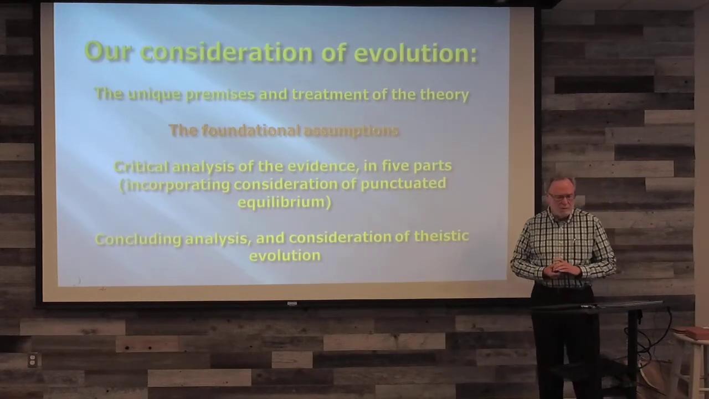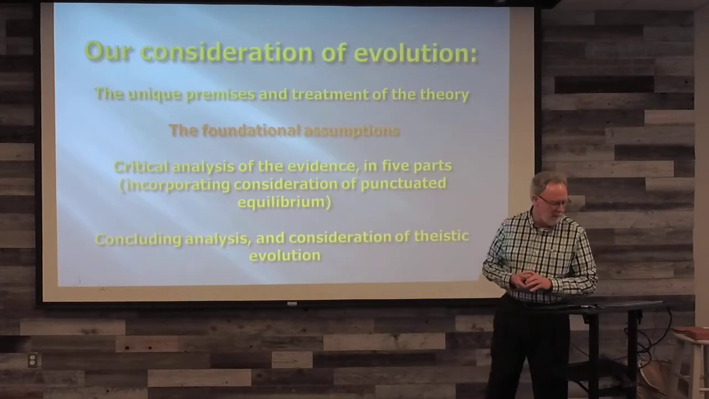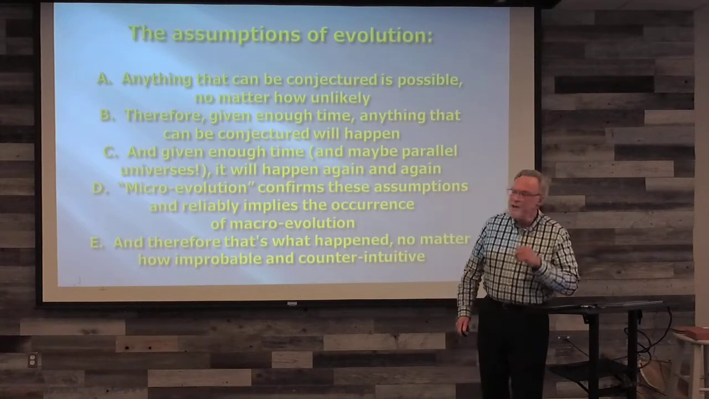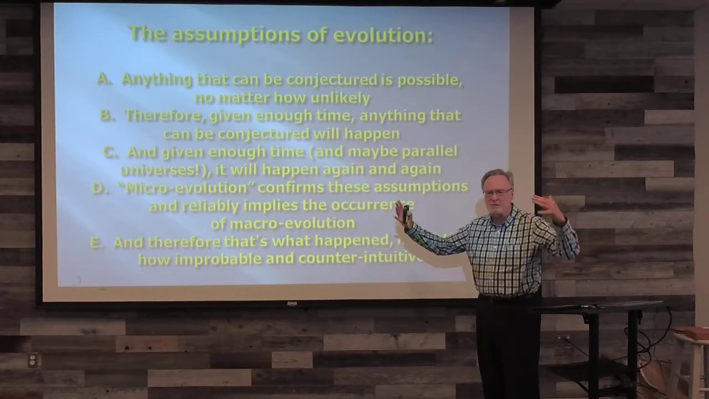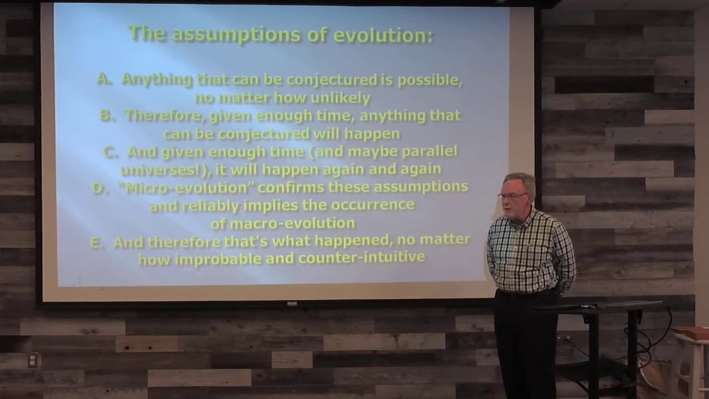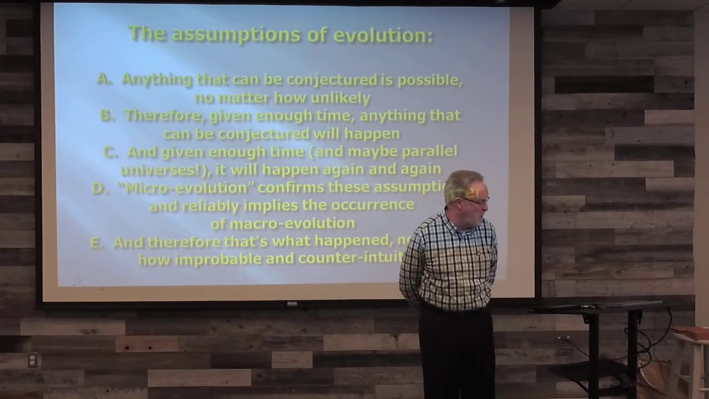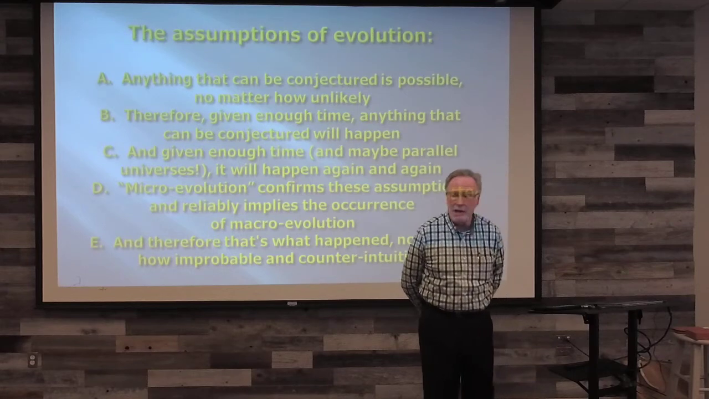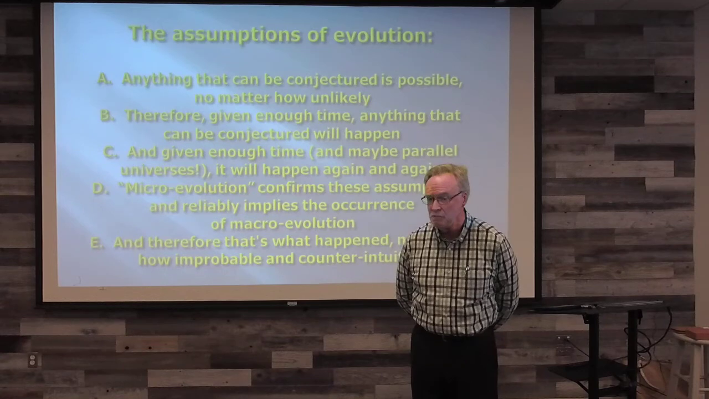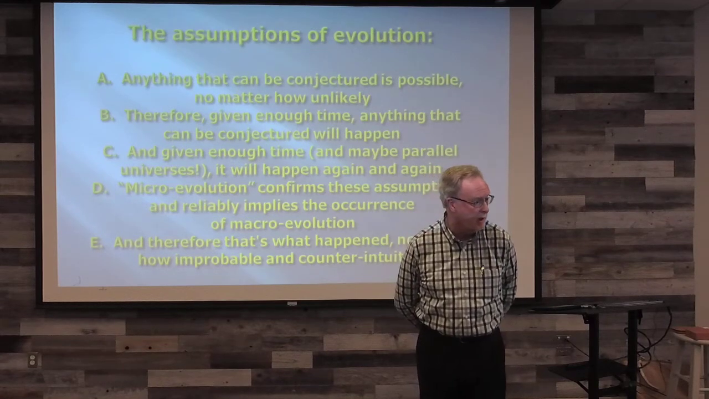But there are some assumptions on which it's built, and I'm going to fly through these very quickly. But here they are. And again, I didn't find these anywhere. I had to assemble these from all of the reading. The first is that anything that can be conjectured is possible, no matter how unlikely. That is a foundational assumption of evolution, that the very unlikely could have happened.